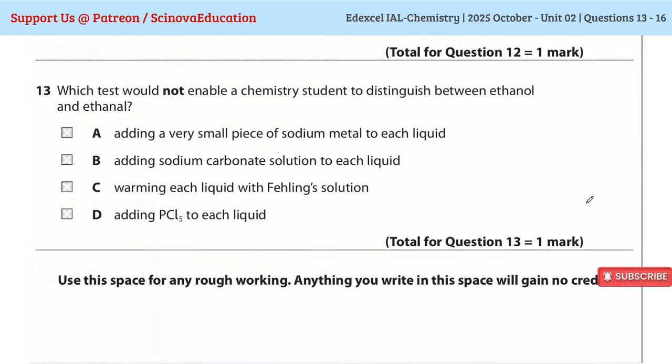Edexcel IAL Chemistry 2025 October Unit 2 Question 13. Which test would not enable a chemistry student to distinguish between ethanol and ethanoic acid? Test A. Adding a very small piece of sodium metal to each liquid. Sodium reacts with ethanol but not with the other. Therefore, this is a valid test. This works.